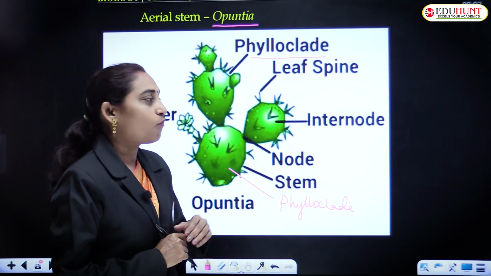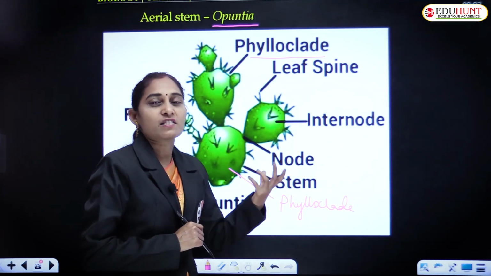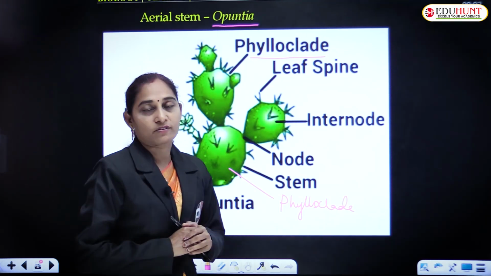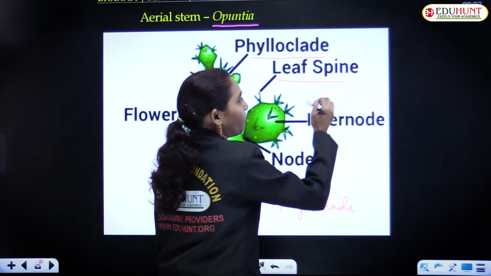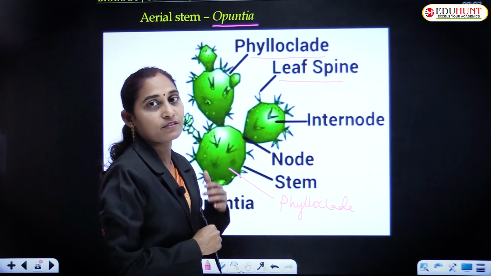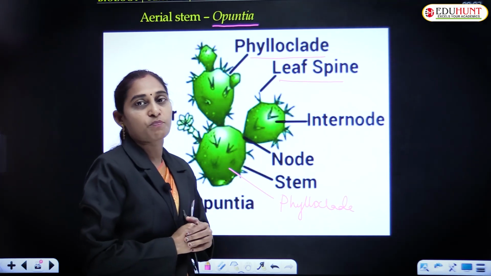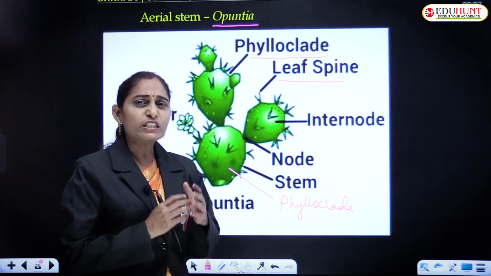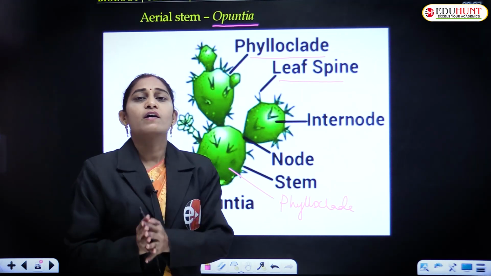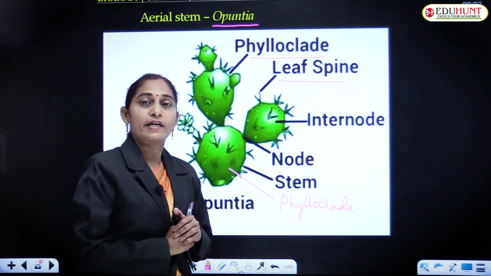To avoid that, plants modify their leaves into other structures like scaly leaves and spine-like structures. These are spines, leaf modifications. To lessen the rate of transpiration, the leaves are modified in the form of spines. Then which will take the responsibility of the leaf? Ultimately the stem, called phylloclade.